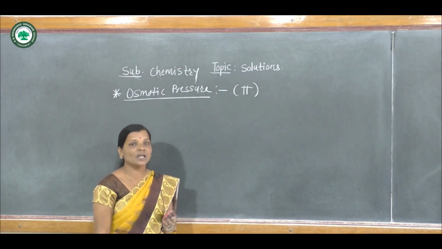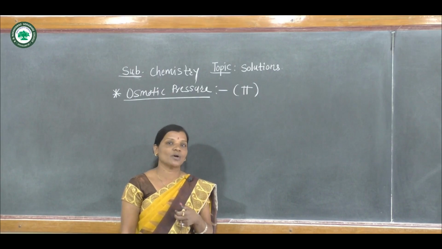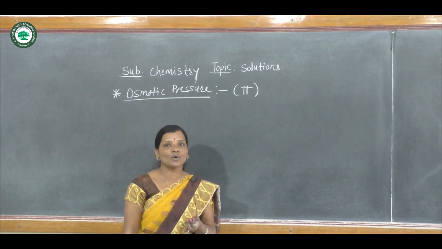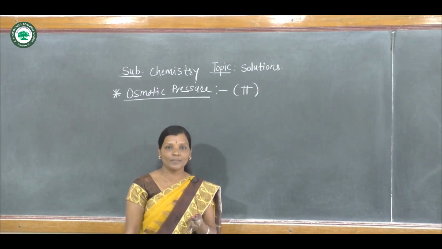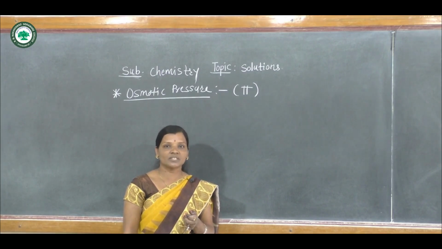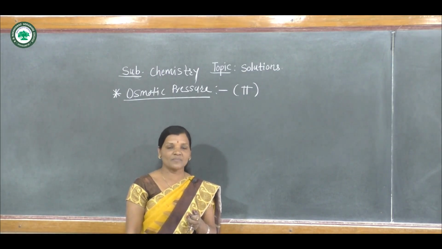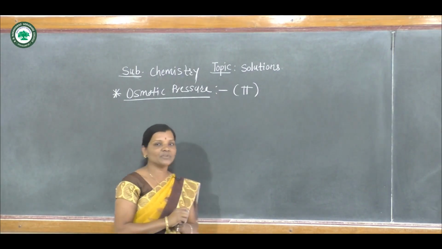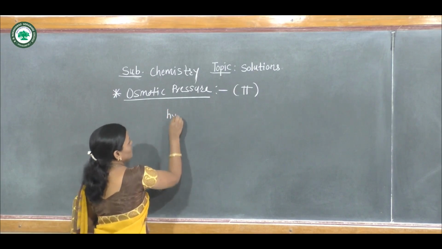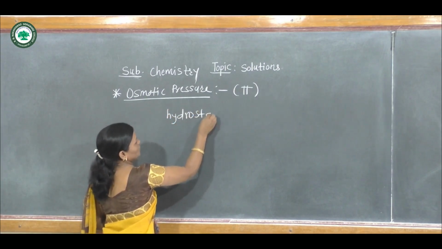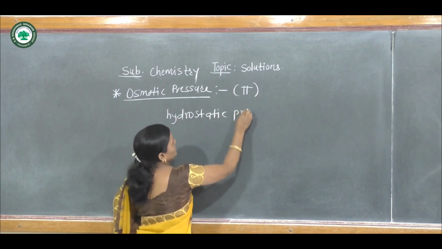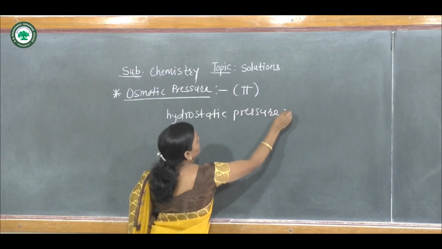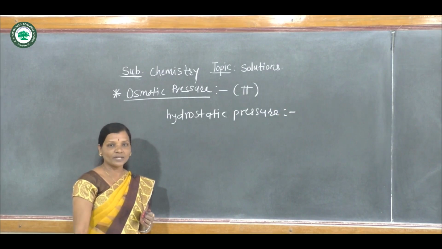What is osmosis? Osmosis is nothing but the spontaneous flow of solvent molecules through a semi-permeable membrane, or the spontaneous flow of solvent molecules from the lower concentrated solution to a higher concentrated solution. That is osmosis. And this osmosis can be stopped by the hydrostatic pressure, and this pressure is called osmotic pressure.